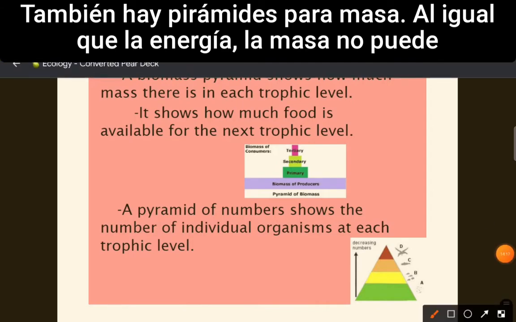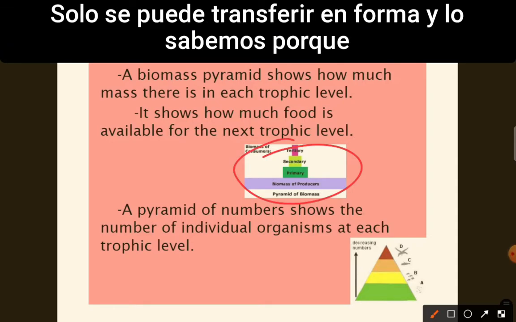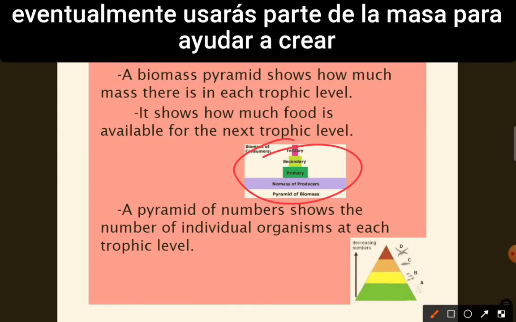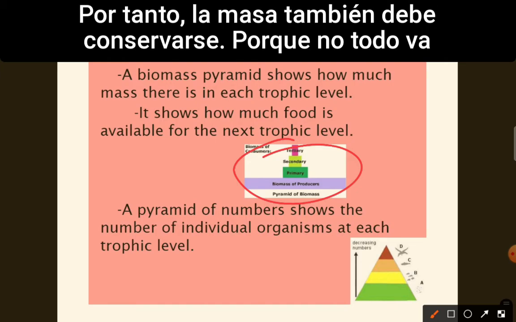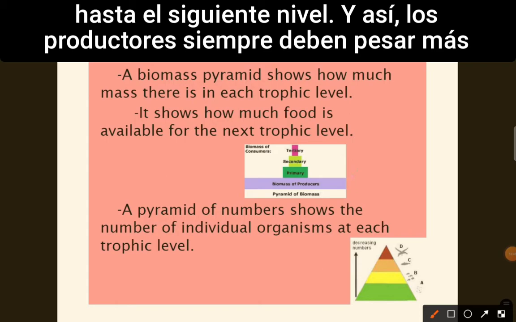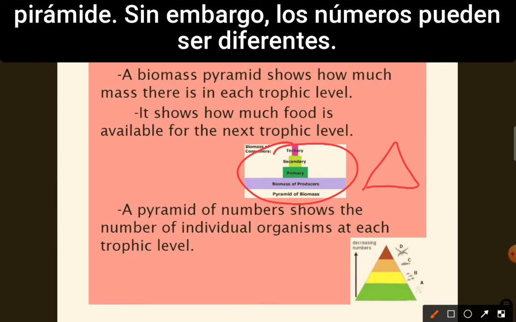There are also pyramids for mass. Just like energy, mass cannot be created nor destroyed. It can only be transferred in form. And we know this because we go to the bathroom, right? After you eat a cheeseburger, eventually, you will use some of the mass to help create the mass of your body, but you will excrete the rest of it. And so mass must also be conserved because not all of it goes up the next level. And so the producers must always weigh more than the consumers. This shape has to always be a triangle or a pyramid.